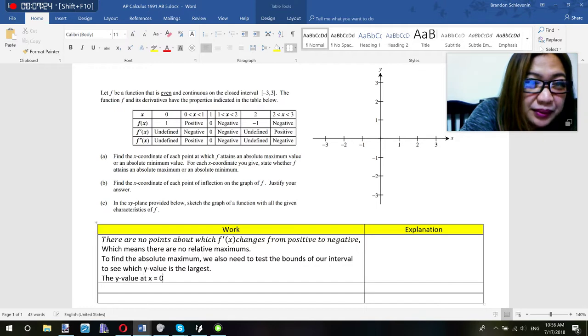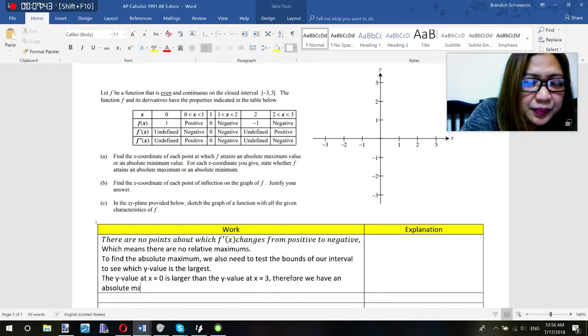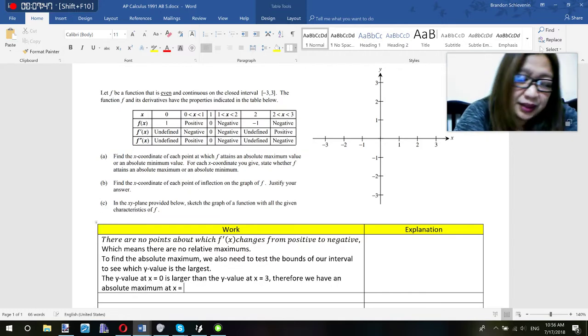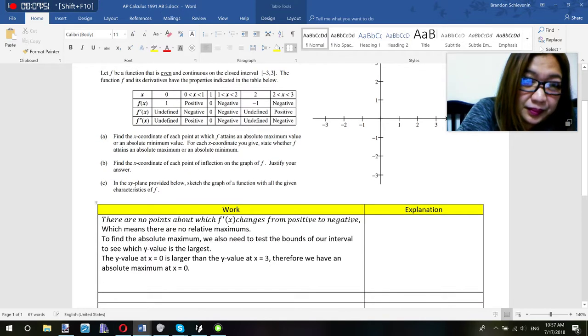It is 0. The y value at x equals 0 is larger than the y value at x equals 3. Therefore, which point is the absolute maximum? It's at x equals 0, where your y is 1. They asked us for the x coordinate, so I'm going to leave it just like that.